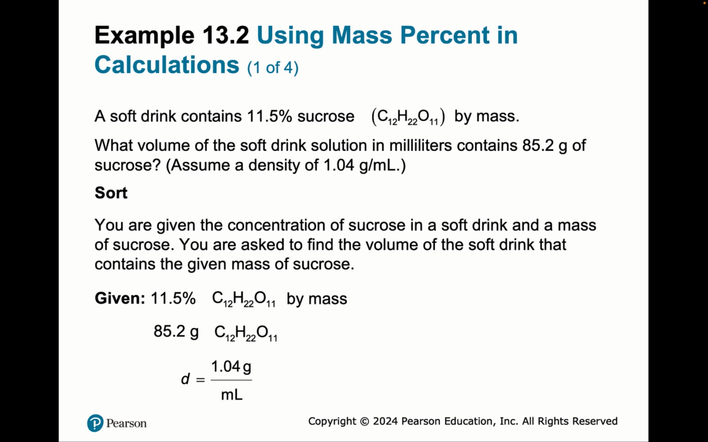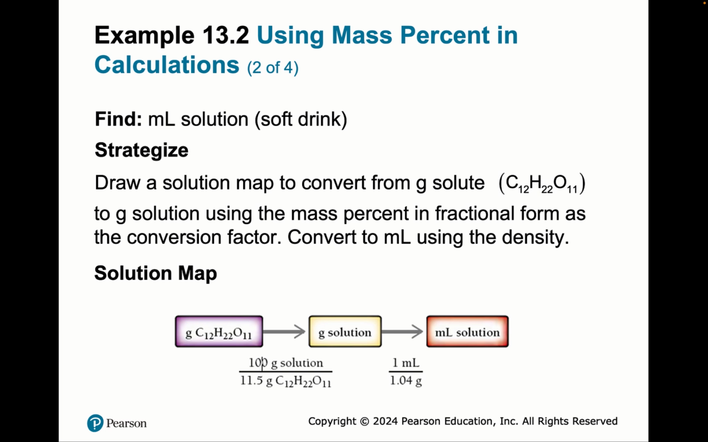So let's do another one. A soft drink contains 11.5% sucrose by mass. What volume of soft drink in milliliters contains 85.2 grams of sucrose? The density of the solution is 1.04 grams per milliliter. This is going to be scary because 85 grams of sugar is a lot of sugar. So how are we going to do this?